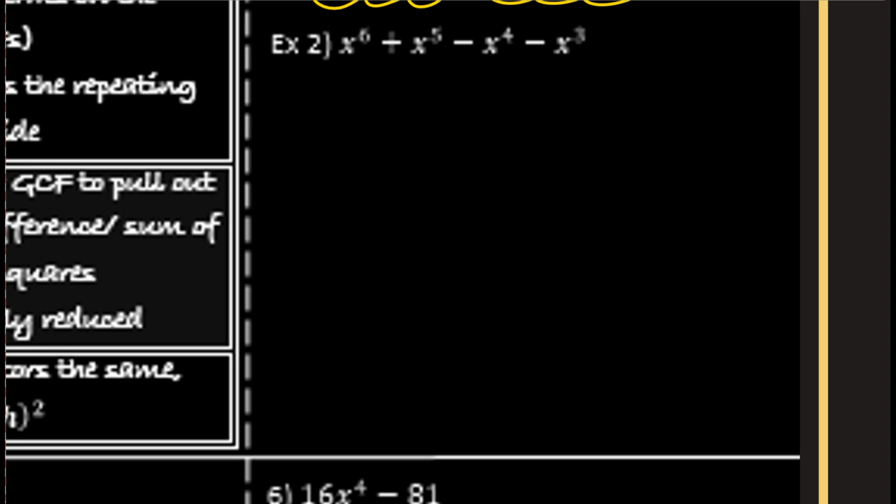What should we always look for first? Is there a GCF on this problem? Yes, this time there is. What GCF can we pull out? X cubed goes into everything. So if I'm dividing out x cubed, what is x to the 6th power divided by x cubed? X cubed. What is x to the 5th power divided by x cubed? X squared. Remember, you're subtracting the exponents. What is x to the 4th power divided by x cubed? Just plain x. And then what is x cubed divided by x cubed? 1.